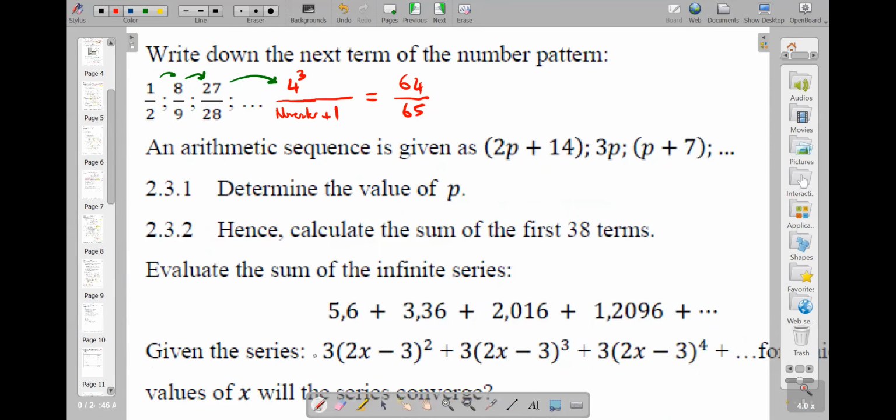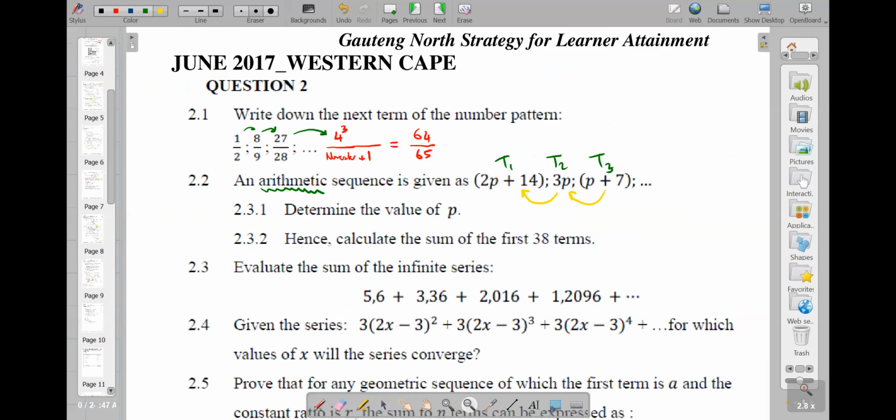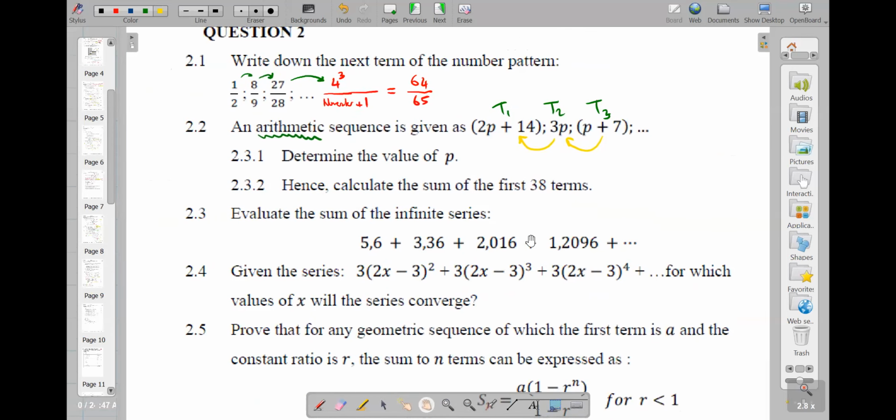All right. Now, this is the question where you say T2 minus T1, because it is an arithmetic series. You just say T2 minus T1 is equal to T3 minus T2. That's how you solve for P. Since when you solve for P, the rest is easy. You just substitute the values.